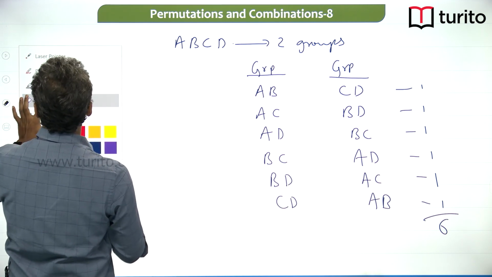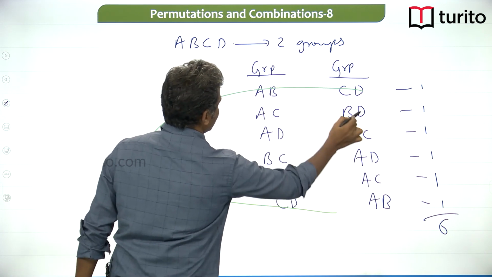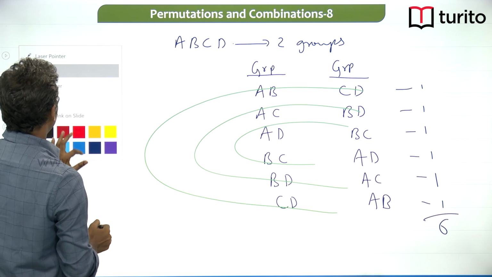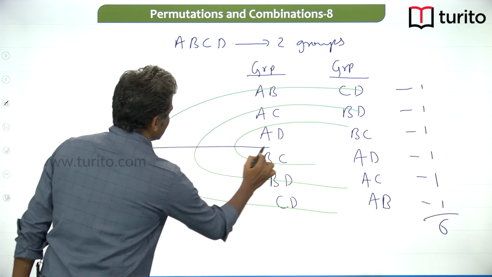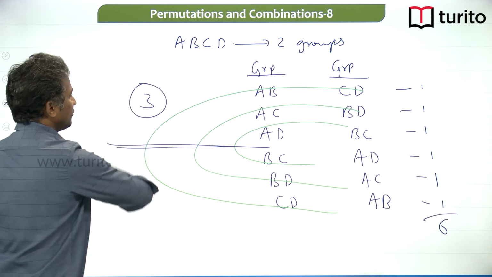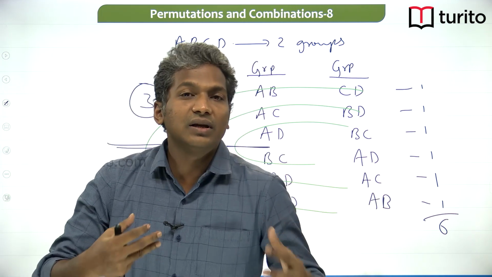Okay, so let me just talk about this symmetry. So this is the symmetry. Okay, so we are going to cut down these exactly here, and we are going to say that the total number of ways of grouping are going to be only 3. So now what have we learned here?